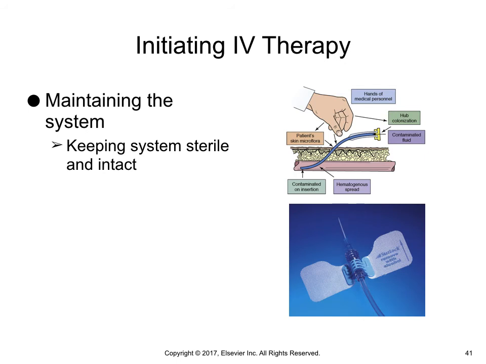Maintaining the system involves: 1. Keeping the system sterile and intact, 2. Changing IV fluid containers, tubing, and contaminated site dressings, 3. Assisting a patient with self-care activities so as not to disrupt the system, and 4. Monitoring for complications of IV therapy. The frequency and options for maintaining the system are identified in an agency policy.